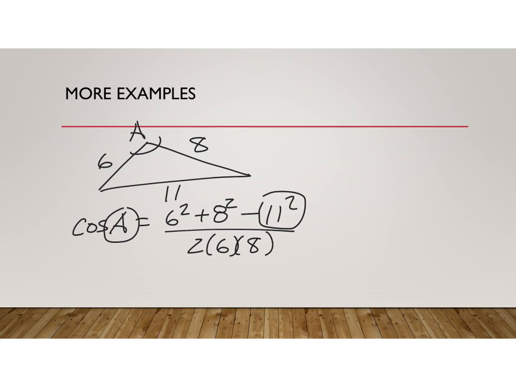So if I do that math, I've got 36 plus 64 minus 121. I'm going to divide that by 2 times 6 times 8. It gives me a negative value, but if I do inverse cosine of that answer, I get that angle to be 102.6 degrees. Then, again, I'd have a pair, and I could use the law of sines to finish the triangle.